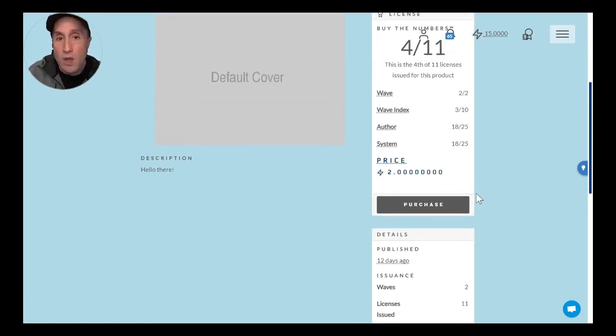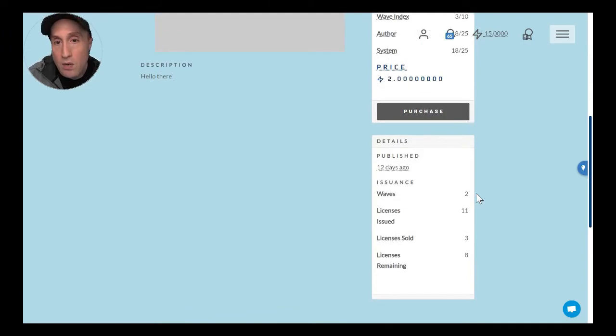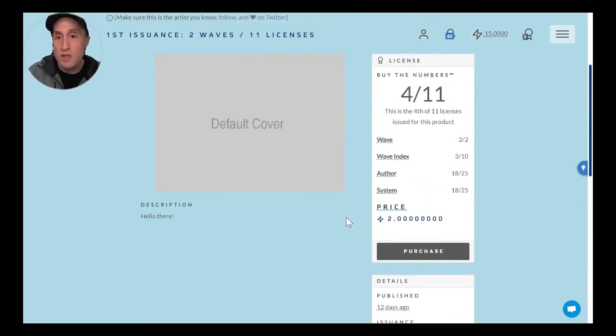Now we're getting into more detail here, with additional detail on the number of waves issued and sold and remaining. Really basic right now, but hopefully over time we'll flesh that out. Remember, this is like a prototype, so we're just getting the minimal viable information out there. Okay, I think that's everything. Now let's get to the main event here.